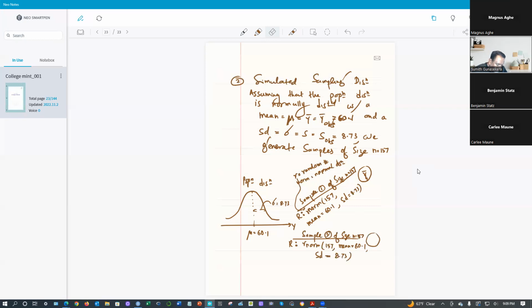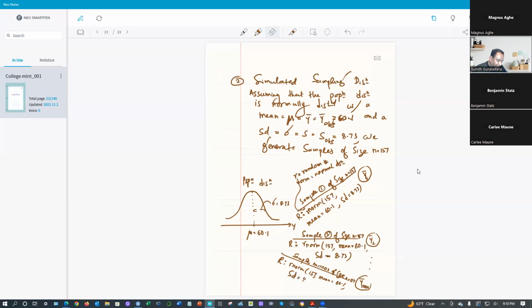The second one, see, y bar 2. Then if you do this one, you can figure y bar 1002, see, 1000. You go to the sample, m equals 1000, of size n equals 157. In R, you write the same rnorm, 157. You give the mean 60.1, standard deviation 8.73.